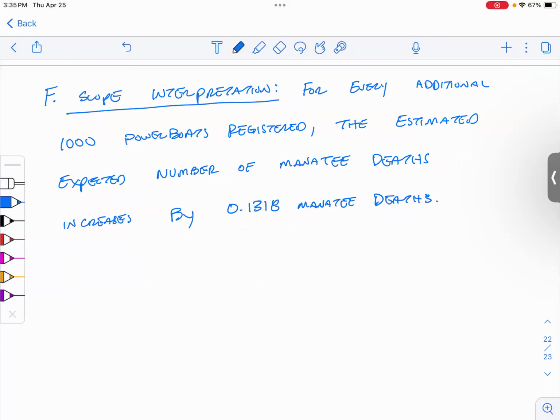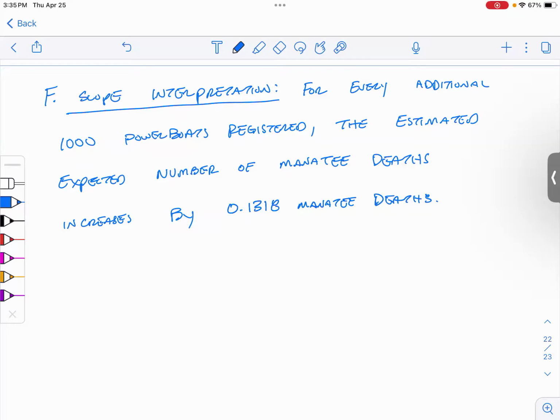Okay. So for every additional 1,000 powerboats registered, the estimated expected number of manatee deaths increases by 0.1318 manatee deaths. And so if you divide 1 over 0.1318, you get this ratio: 7,000 registered powerboats correlates to 1 manatee death. Now, that doesn't seem like a lot, right? I mean, that doesn't seem too bad.